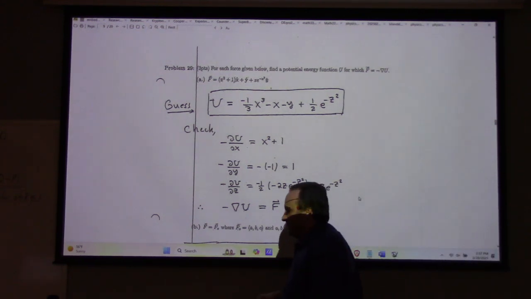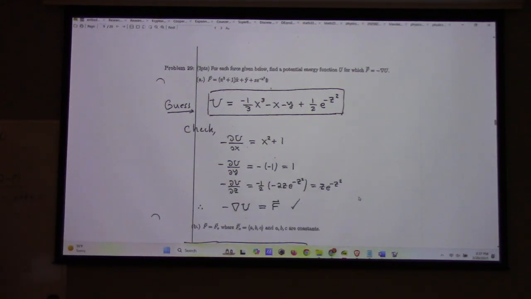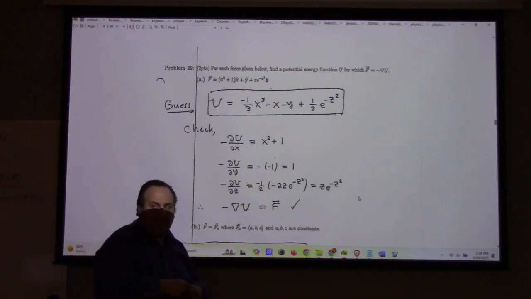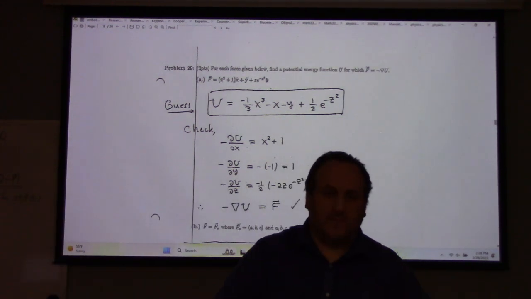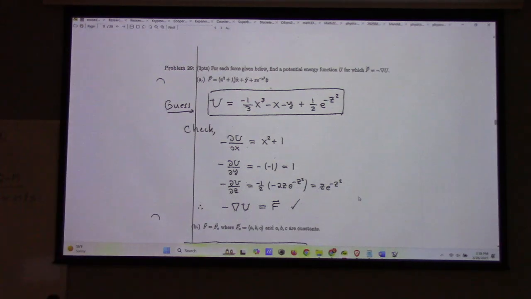Here's an alternative problem that I usually ask on the test. Given u of x, y, z equals x squared y z to the 10th minus cosine xy, it doesn't have to be this exactly. Find the force. This is a very typical test question. I asked something like this. I don't know if you had a homework problem like this. Did you? Maybe not. I don't know.